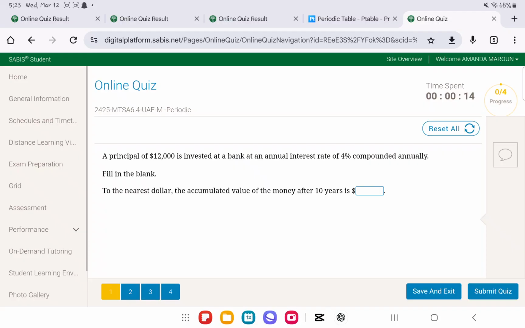So today I'll be explaining the Algebra Course Practice section 6.4. So let me start with the first question. A principal of $12,000 is invested at a bank at an annual interest rate of 4% compounded annually. Keep this in mind. To the nearest dollar, the accumulated value of the money after 10 years is how much?